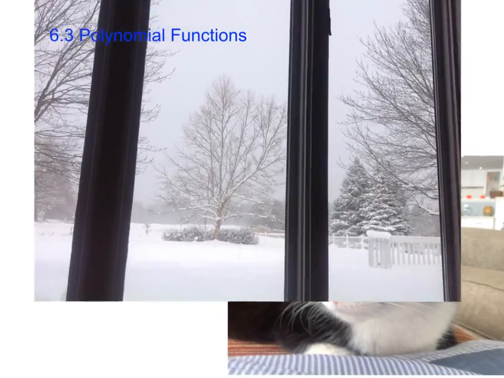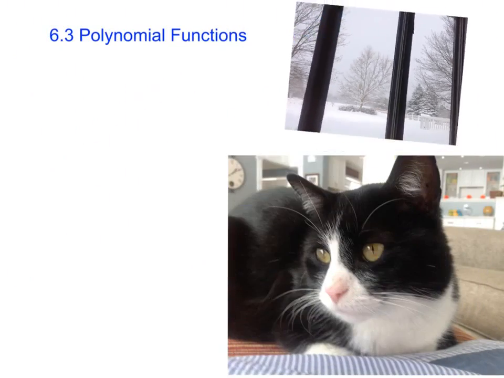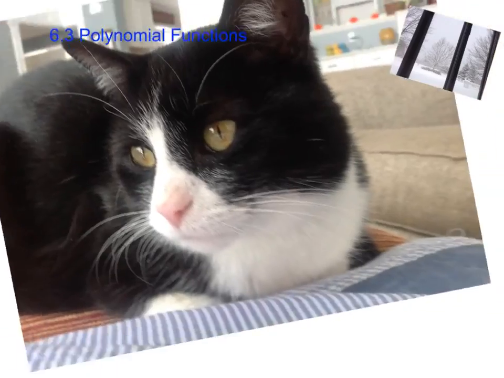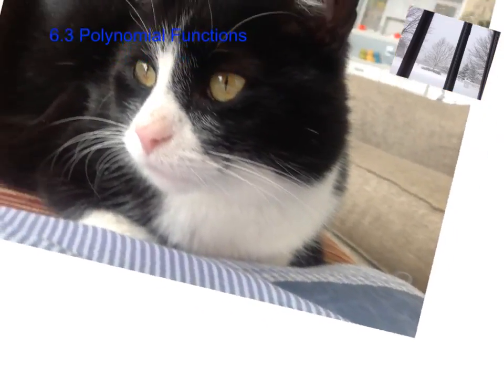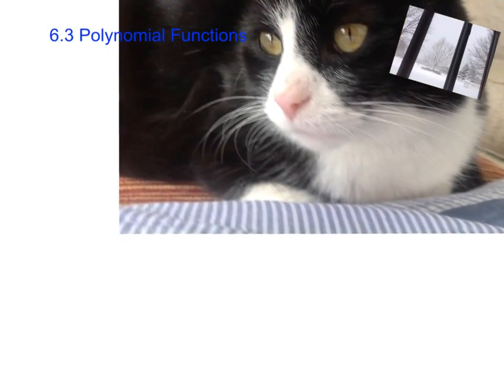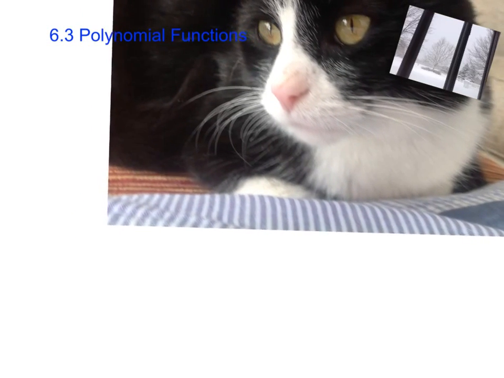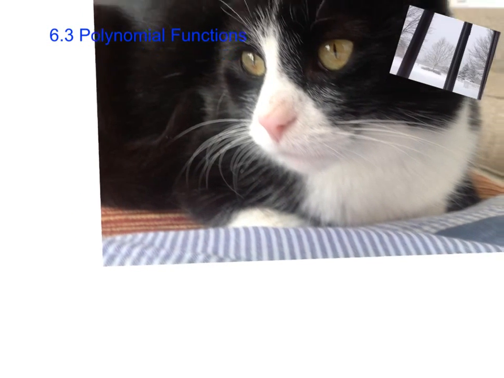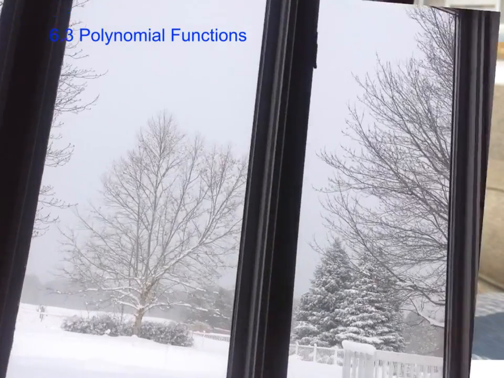It is still snowing outside on this lovely snowy snow day, and the cat is bored and he is back. He wants to know more about polynomial functions. So open up your book to page 348 and let's begin.